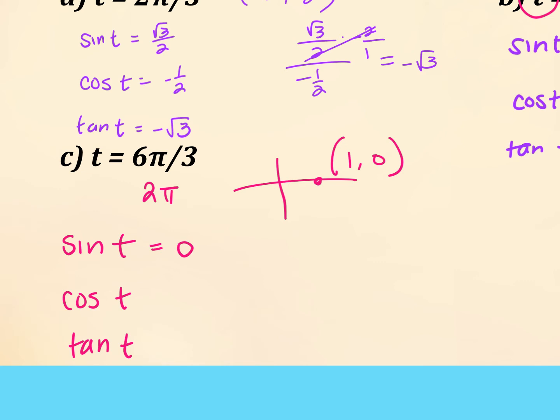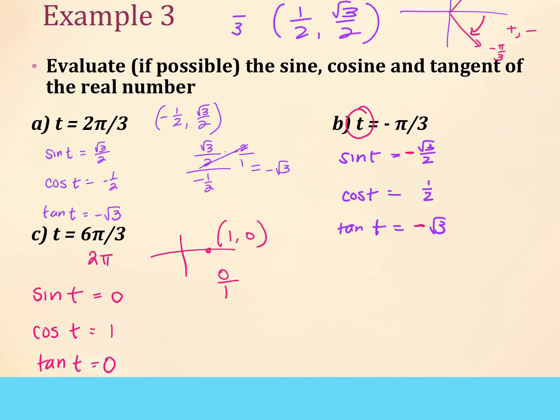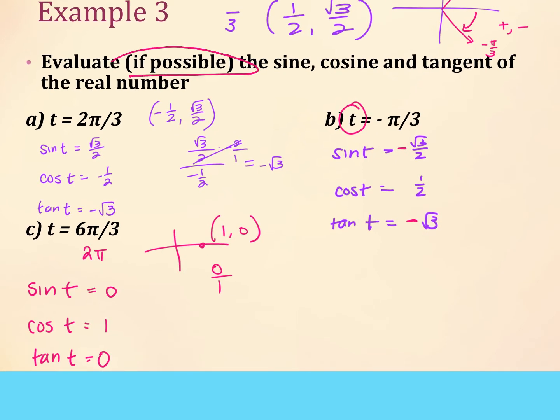Sine is 0. Tangent is, or cosine is what? 1. Tangent is? 0. Good. 0 over 1, which is 0. So if it was cotangent, let's say, then it would be undefined, which is why it says if possible. So your answer could be undefined. At the top, tangent's undefined, and at the bottom, tangent's undefined. Okay, so that can be an answer that you use. Questions on those?